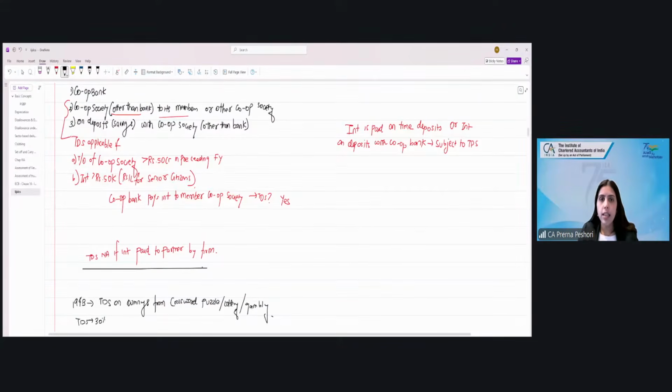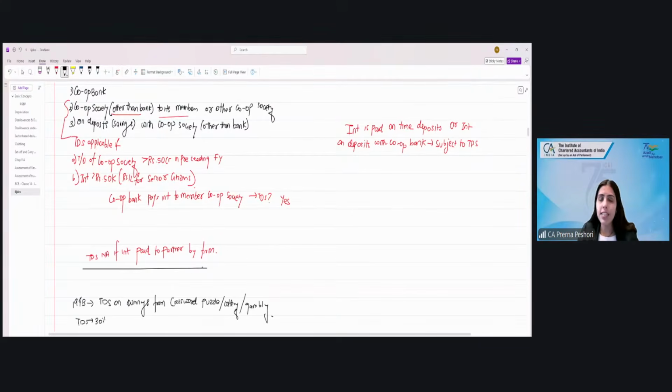Then interest paid in respect of the deposits with a bank, saving bank deposits. I'm not talking about the FDs and RD. In respect of the saving bank deposits, the TDS is not applicable. Does the TDS get deducted when you get interest on the saving bank deposit? The answer is no.